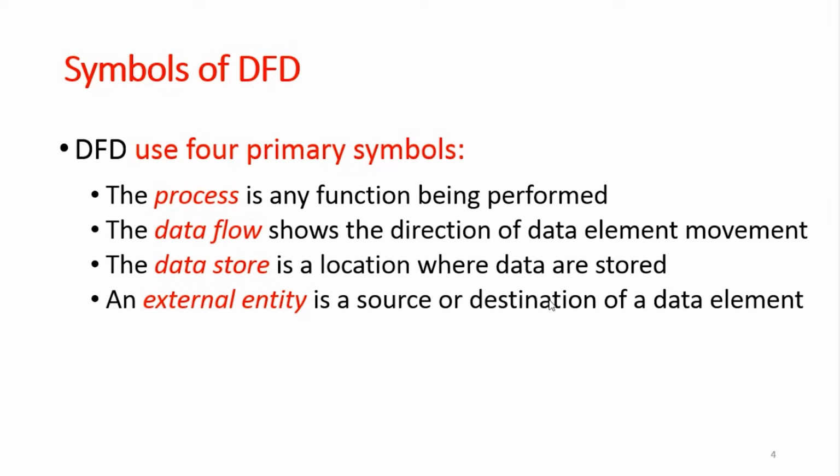Okay, basically the data flow arrow represents how your data is flowing from one place to another, and a data store is one kind of location where your data is stored.